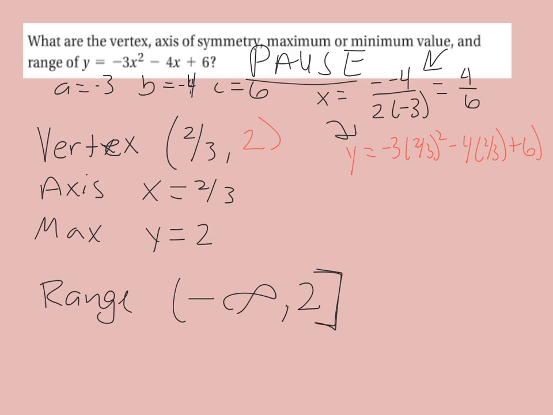So your axis is where x is equal to 2/3, and you're going to have a maximum, because a is negative, it would flip it upside down, so that'd be a maximum value. So when you're doing your range, how far down you go is going to infinity, so it's negative infinity, and how far up you go would be a positive 2.